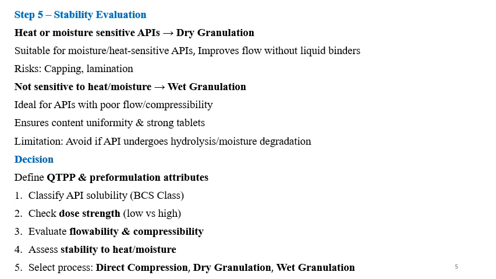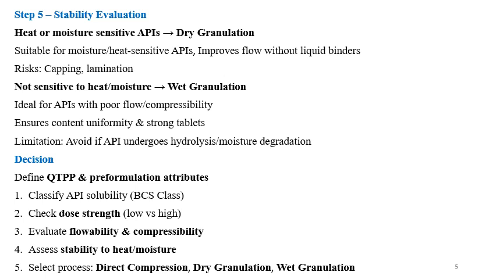Now coming to the stability evaluation, heat and moisture sensitive APIs will require dry granulation. Suitable for heat and moisture sensitive APIs, these improve the flow without liquid binders. Dry granulation by roller compaction and slugging can be done. But there are some risks like capping, lamination, low hardness variation, weight variation. Not sensitive to heat and moisture, go for wet granulation. So understand the API behavior from degradation and stability, and then select the process.